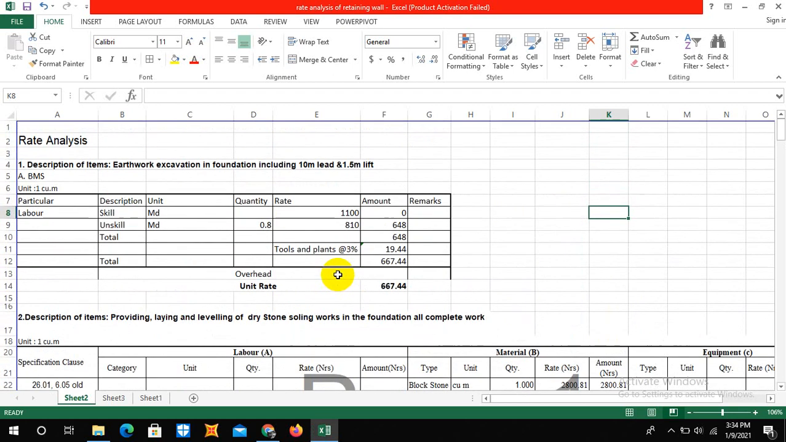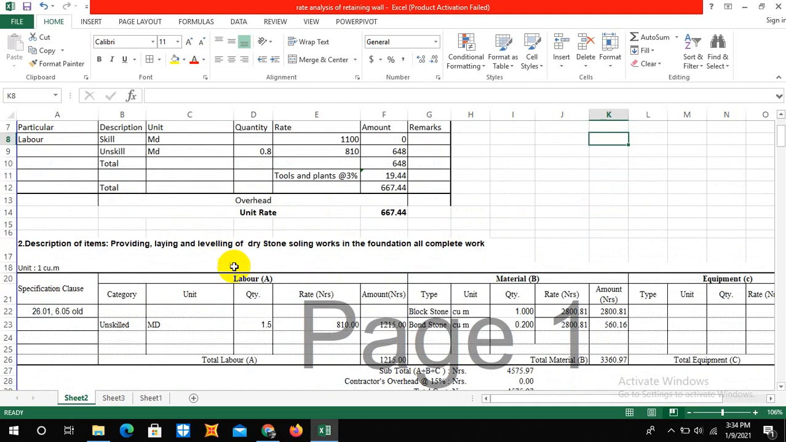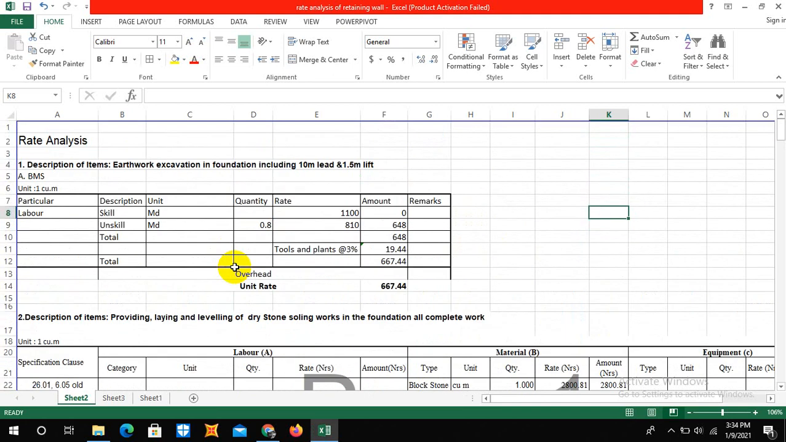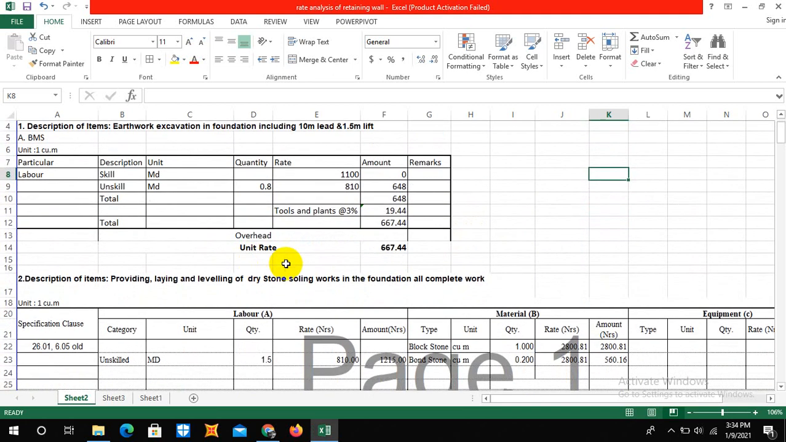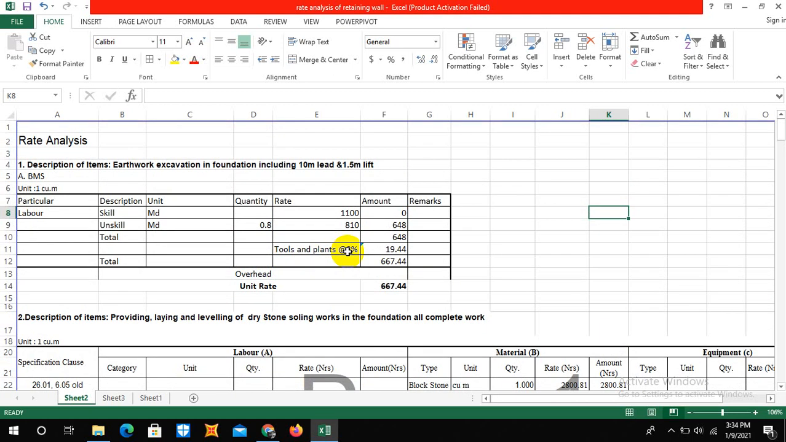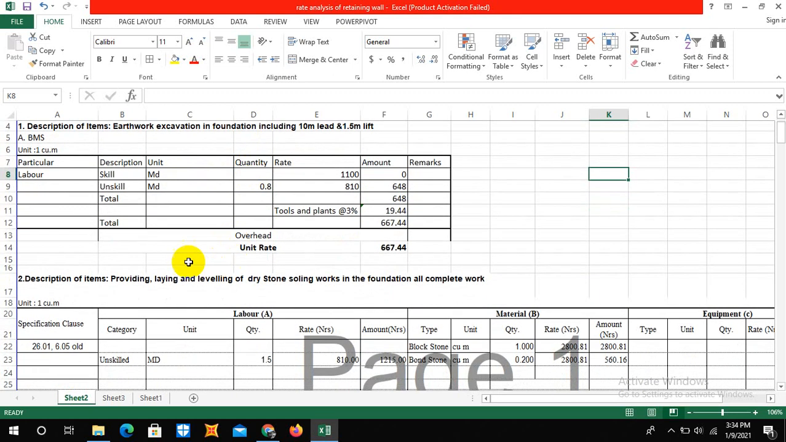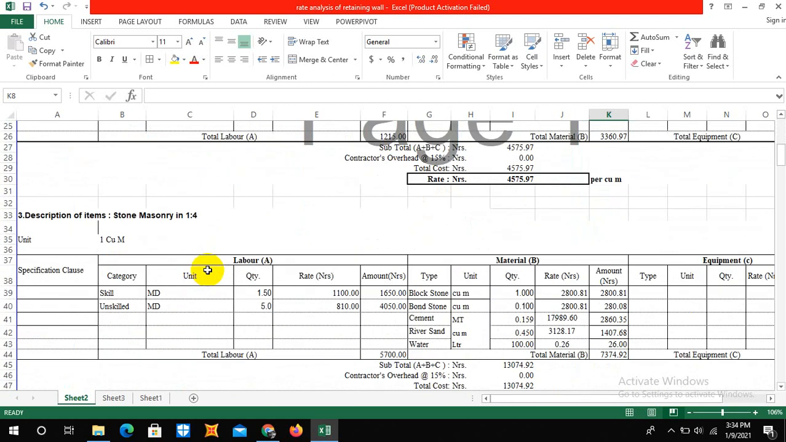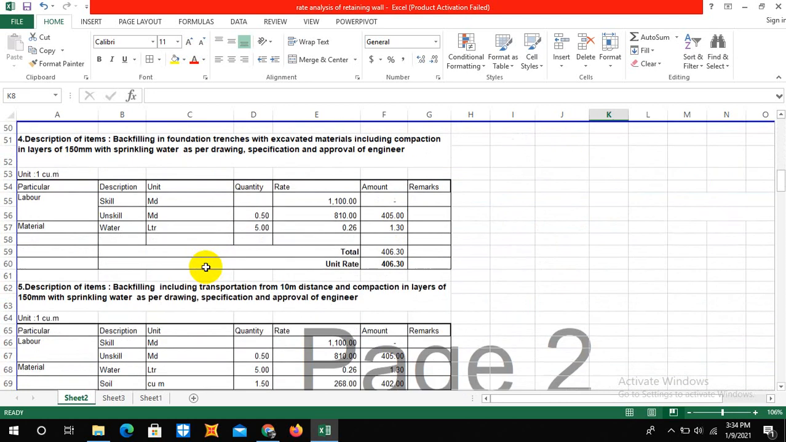In this video, today we will learn about how to perform a detailed rate analysis on a retaining wall. As we all know, during the construction of a retaining wall, the things that we need to do on the site are, at first, the earthwork in excavation and then soiling. After that, we need to perform PCC work.